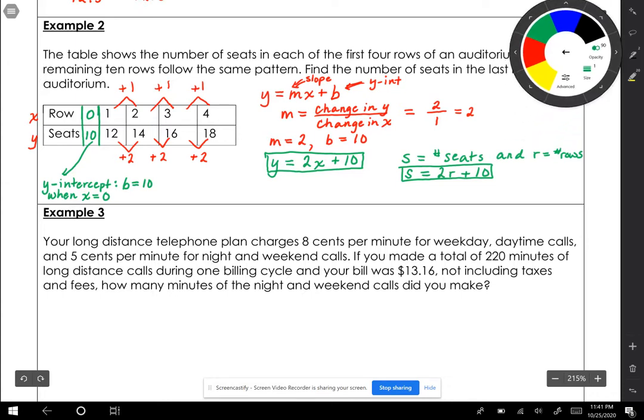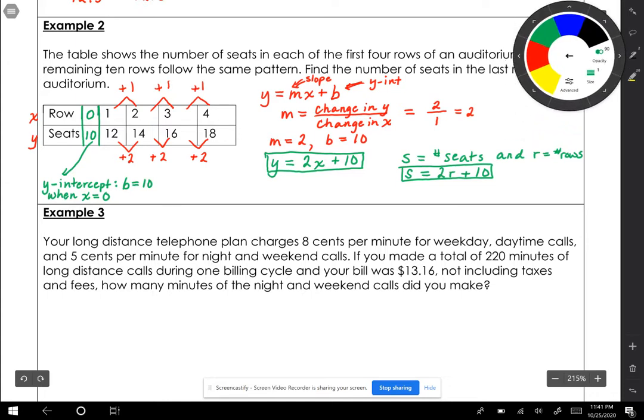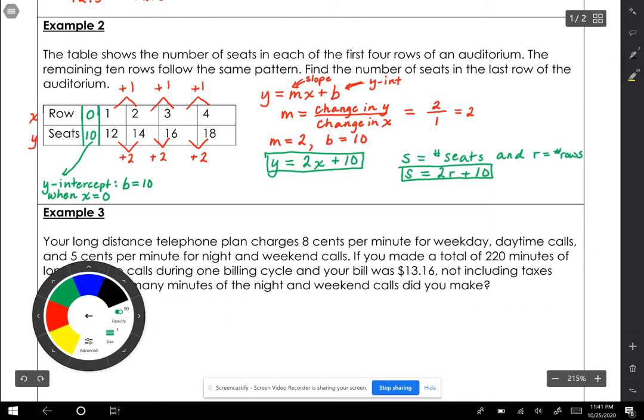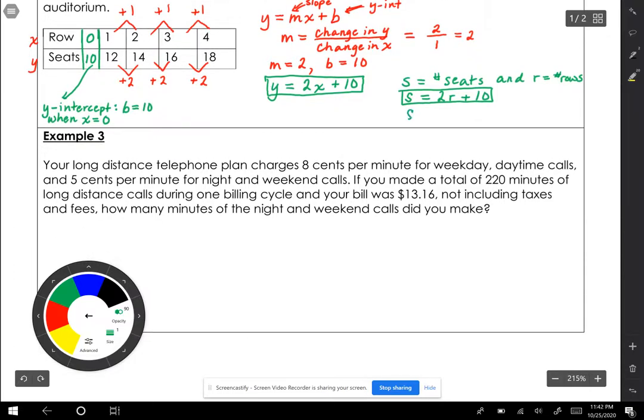Now let's answer the second part of the question. Find the number of seats in the last row of the auditorium. I guess we didn't even need to write the equation, but we needed the equation to find the number of seats in the last row. So notice there were 10 more rows after the first 4 rows, so that would be the 14th row. So S equals 2 times 14 plus 10. So that's 28 plus 10. So there's 38 seats in the 14th row. Not 38 altogether, but just in that row.